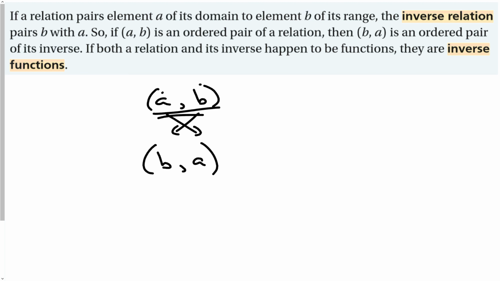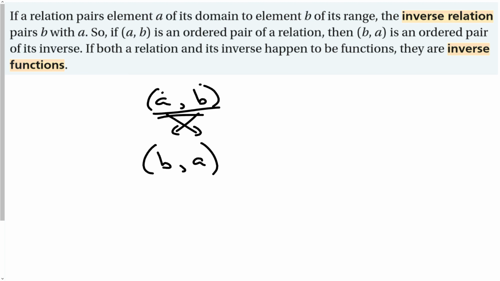So remember, this is input, output. A is the input of the function and it spits out B. In this case, when you put B into the inverse, it would spit out A. So if AB is an ordered pair of any relation, then BA is an ordered pair of the inverse. And if both of these are functions, then we call them inverse functions.